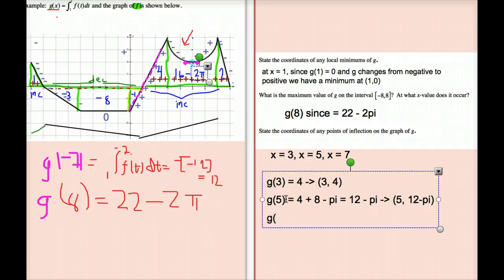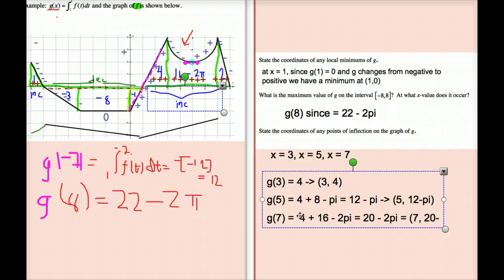And finally, g of 7. We haven't found g of 7, but 7 is from 1 all the way to 7, which shows us we have 4 plus 16 minus 2 pi, which is equal to 20 minus 2 pi, which gives us the point (7, 20 minus 2 pi).